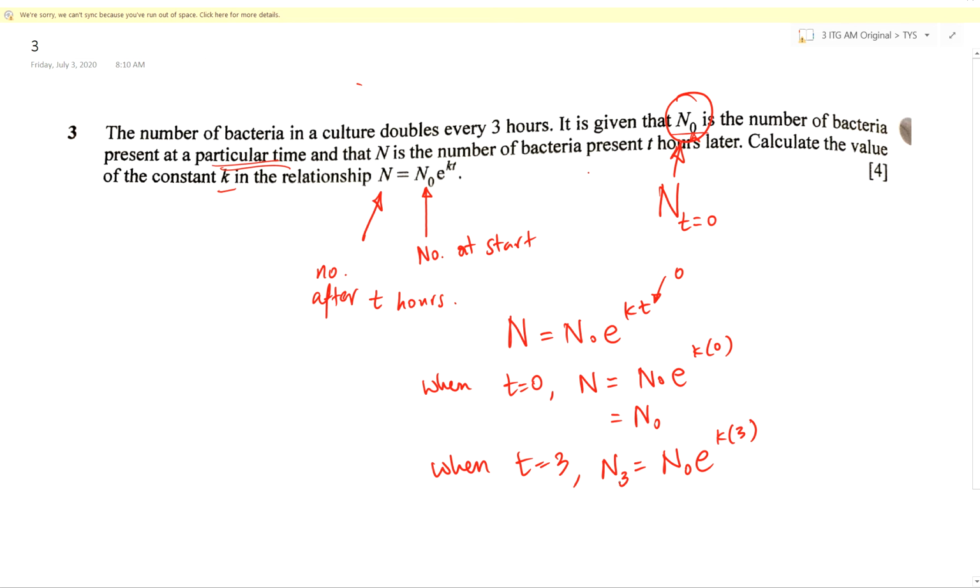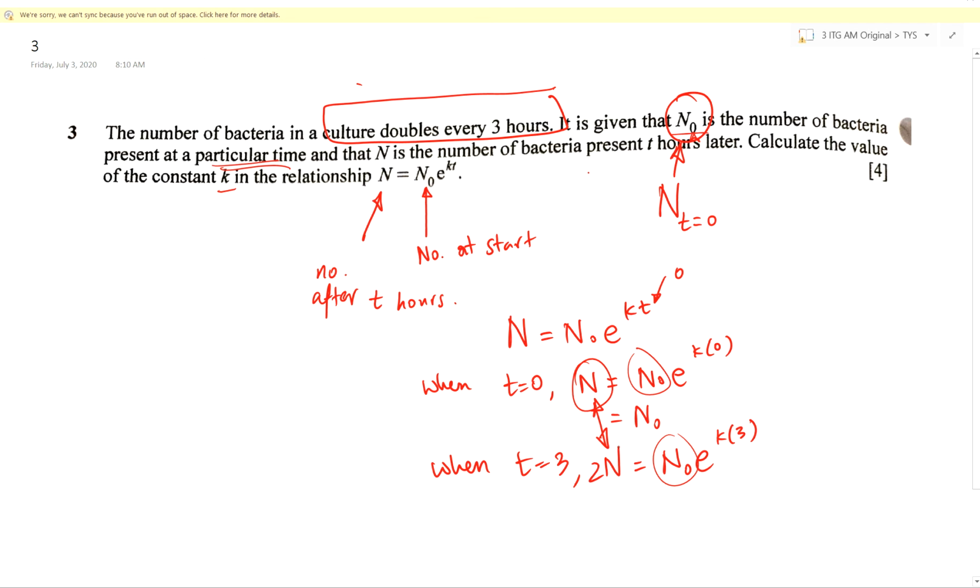Can we try dividing? These are some things that you have to try by yourself. Try dividing. You see the N naught and the N naught? You see the N and the N3? Is there a relationship between N and N3? Yes or no? What is the relationship? Instead of writing N3, can I rewrite N3 as something else, knowing that it doubles every 3 hours? N3 is actually rewritten as 2N.